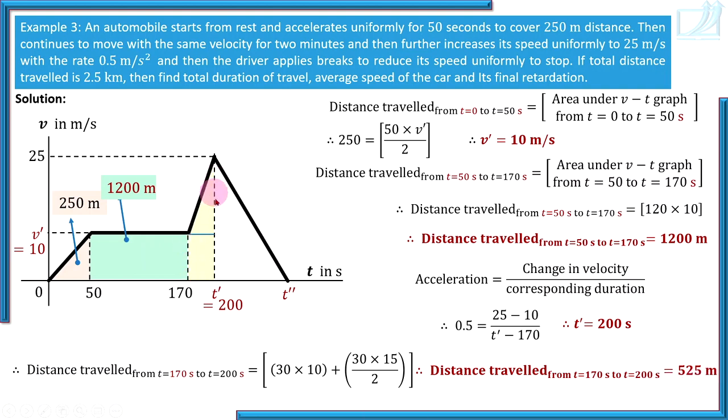So this area under VT diagram from 170 seconds to 200 seconds, this is the distance travelled during this accelerated motion and it is 525 meters. And finally, this triangle is distance covered during retarded or decelerated motion.